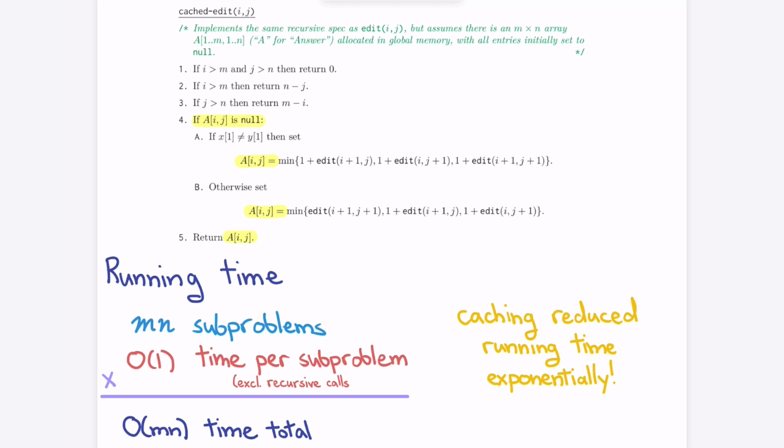Why is the running time so great now? Before it was exponential. But now I'm making sure I don't solve the same problem more than once. So if you've already solved it, it's just constant time. If I want to figure out how much total time I'm spending, I'm just going to count the number of subproblems and multiply it by the amount of time I spend per subproblem. Here we had mn subproblems, and then just constant time, because I'm just trying three things, comparing three numbers. It's not so much work, excluding the recursive subcalls.